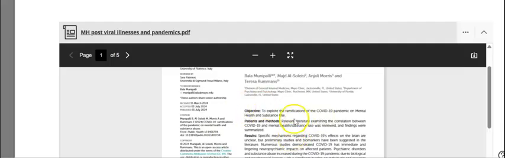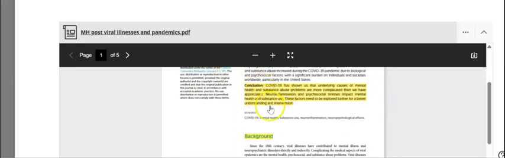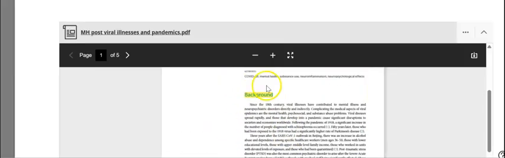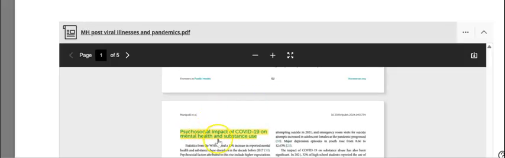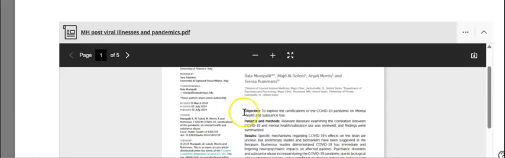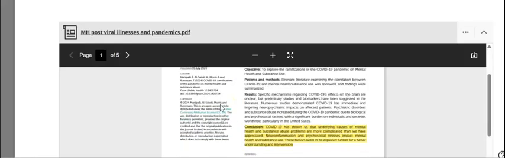So the objective of this research was to explore the ramifications of the COVID-19 pandemic on mental health and substance use. And here is the conclusion. I'm asking that you read the background information, so that's highlighted yellow, and then the psychosocial impact of COVID-19 on mental health and substance use. So read through that. This is a 2024 article. So I just ask that you read through this information and realize that we are out 5 years now from the pandemic, and yet we're seeing certain ramifications of this pandemic.